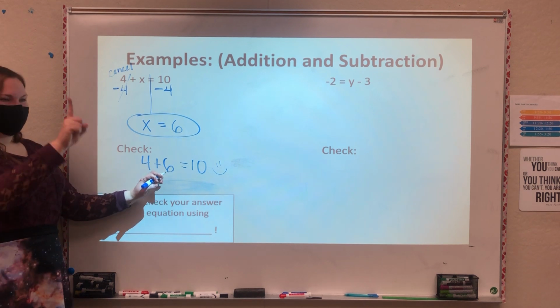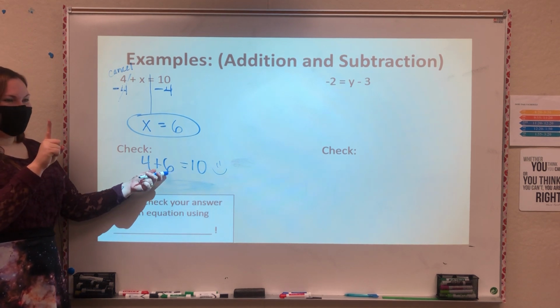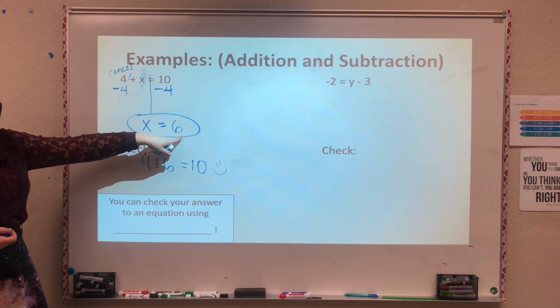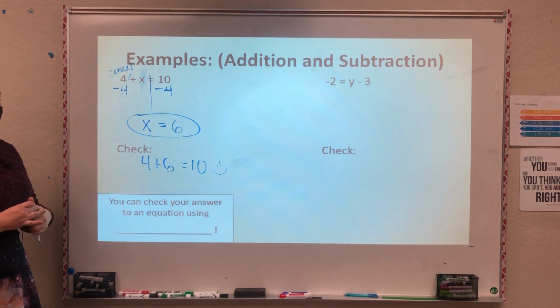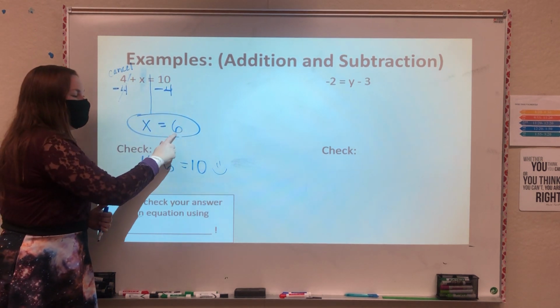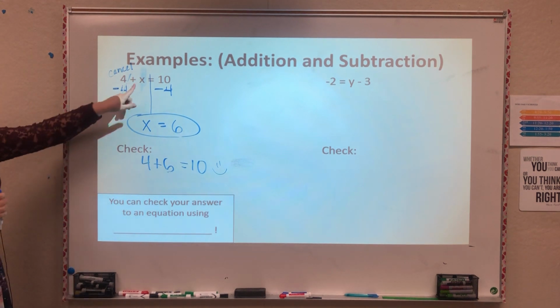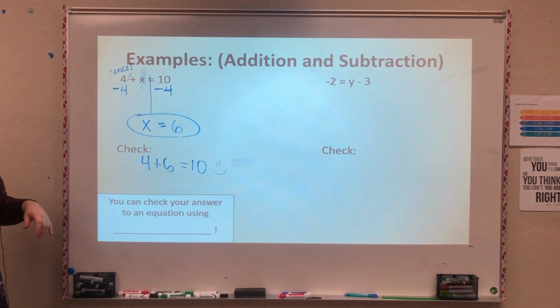You told me 6. That's one number. Is there any other number I can put there? There is only one number that can go there, and that number is 6. So when we're solving these, you're finding that one solution, that one magical number that makes this true.